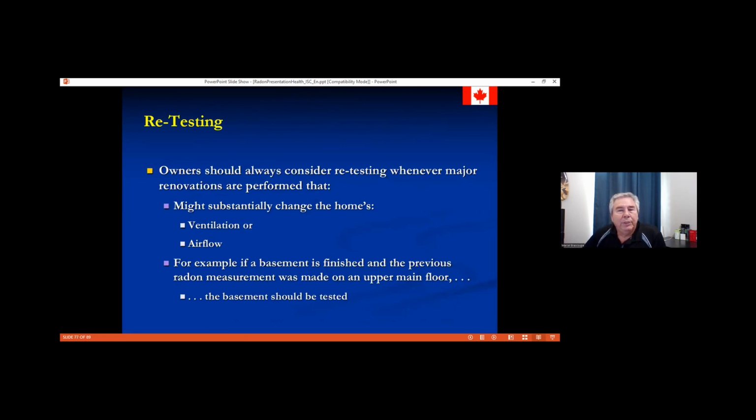Retesting should always be reconsidered whenever you're doing any major renovations, because those renovations may actually cause a radon problem in your home. So if you're building a basement bedroom, a basement family room, etc., it would be good to retest once you're done, because possibly those renovations may create problems for you.